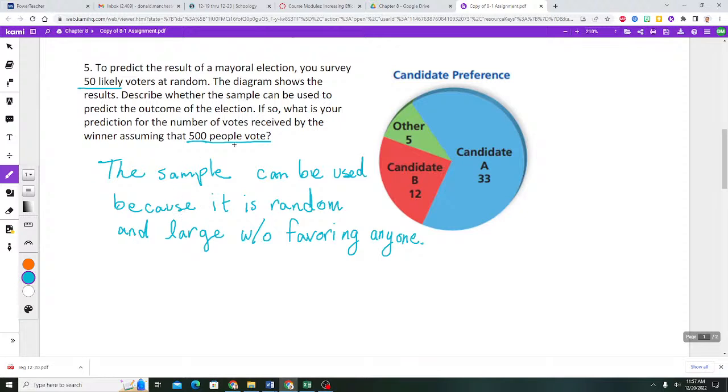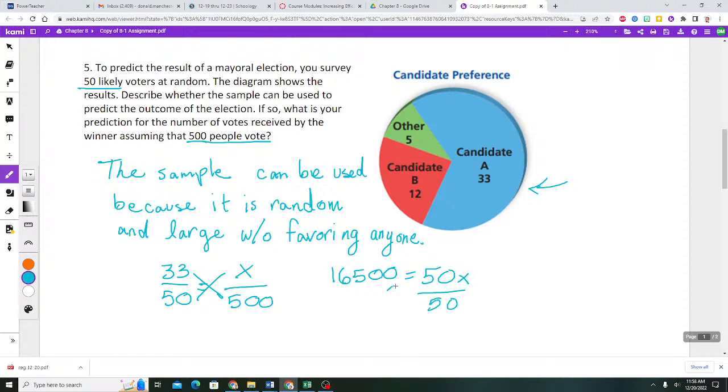So we go on, and it says, if so, what is your prediction for the number of votes received by the winner? The winner will be candidate A, and they've got 33 out of 50. So we want x over 500. If we cross multiply, we get 16,500 equals 50x. Divide by 50.